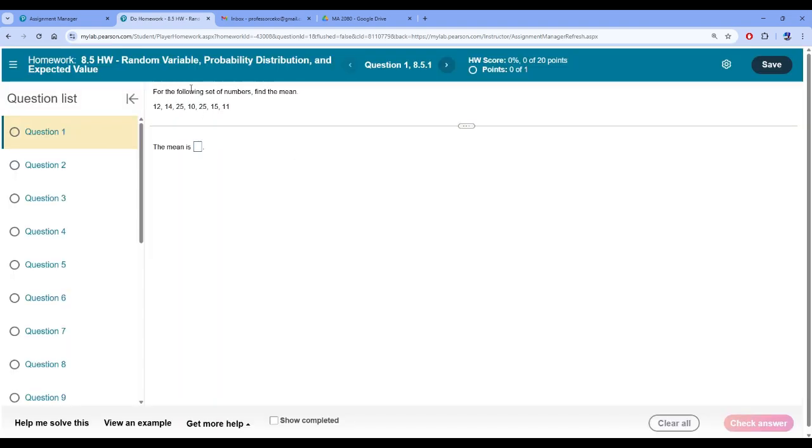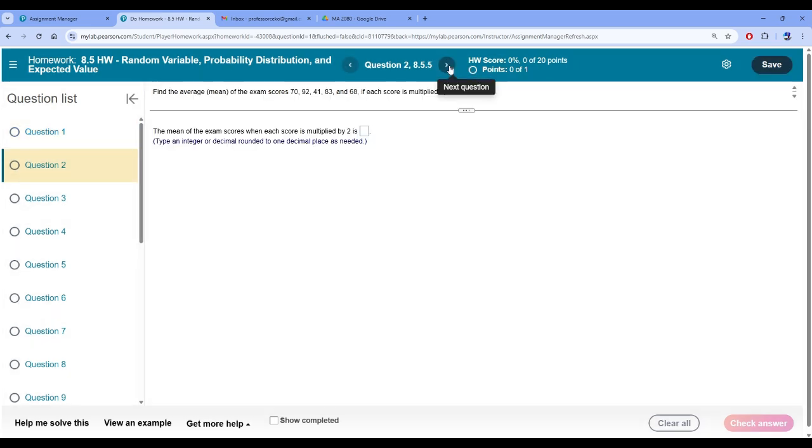All right, for the following set of numbers, find the mean. You add them all up, divide by the number of items you have. So here, 1, 2, 3, 4, 5, 6, 7. Add them up, divide by 7. Done. Find the average mean, which is the same exact thing, if each score is multiplied by 2. Multiply by 2, by 2, by 2, by 2, add it up, divide by 5, done.